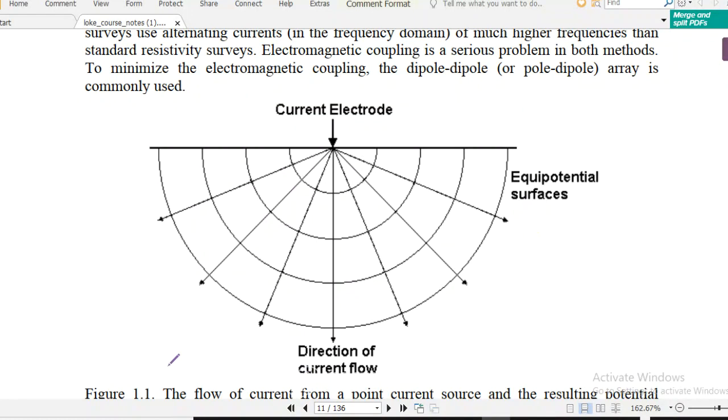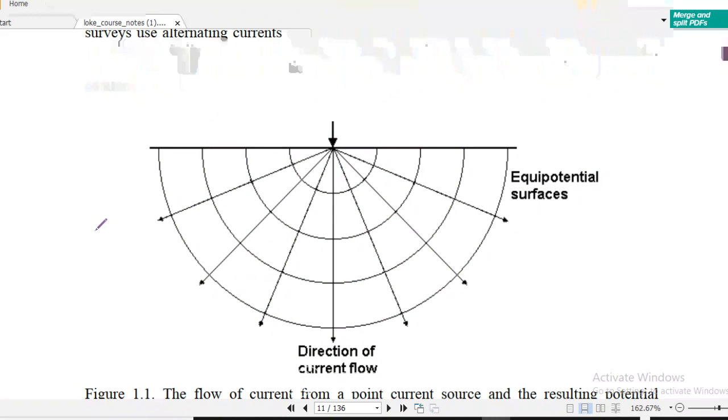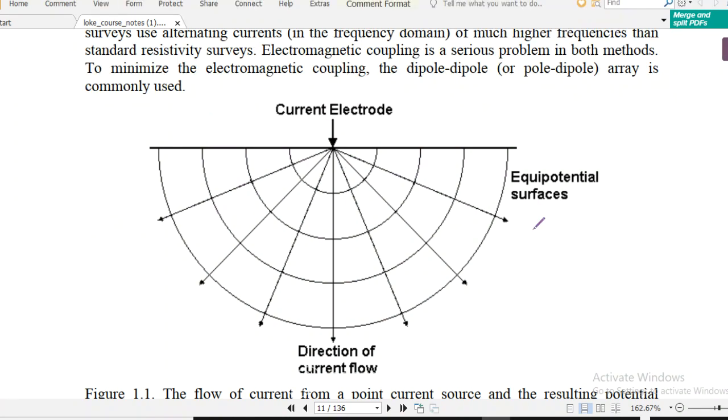Okay, this is figure 1.1. Here is a single electrode. Here is the direction of the current, and here is the equipotential surface. The direction of the current and the equipotential surface are perpendicular to each other, at 90 degrees. At every point, the line is tangent to the curvature and makes 90 degrees.